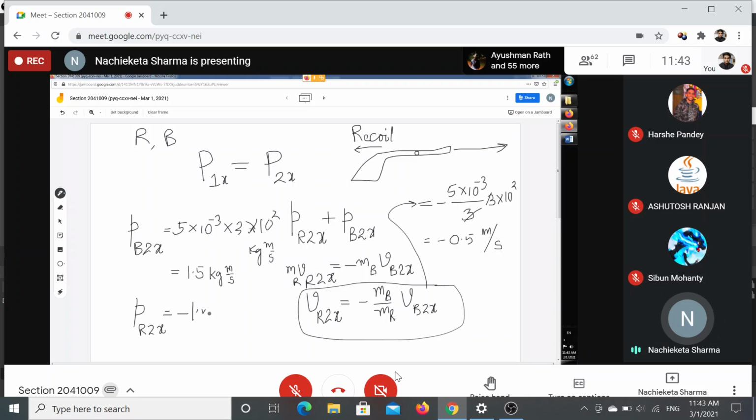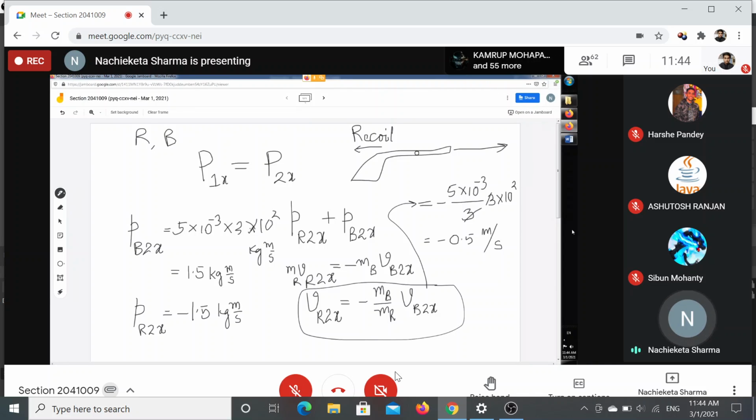So it will be minus, that is, it is in the negative x-axis, and that is what is actually happening. If you do the calculation also, you will get the same minus 1.5, because now you have to use in place of velocity minus 0.5, and the mass of the rifle is 3. So 3 into 0.5 is 1.5. There is a minus, so minus 1.5.